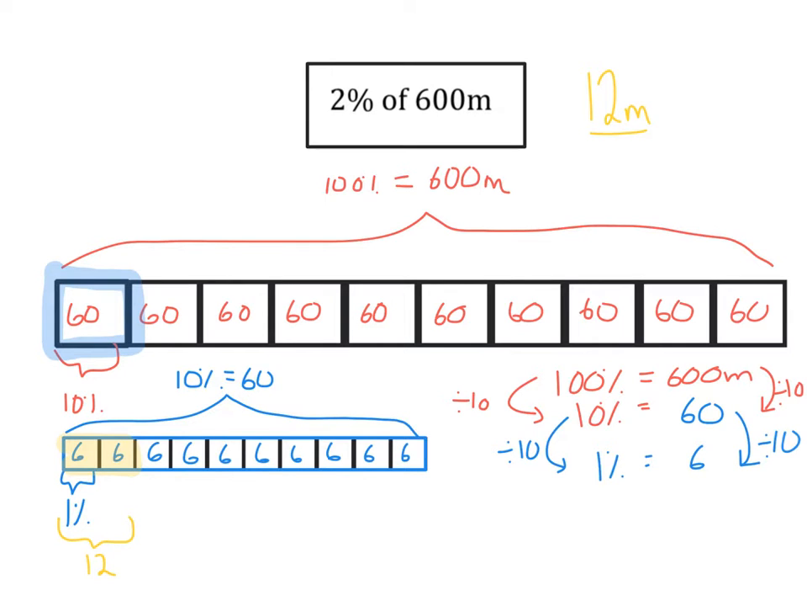Let's just finish the proportion way off. To get from 1% to 2%, I needed to times the boxes by 2. And I get the same answer of 12.